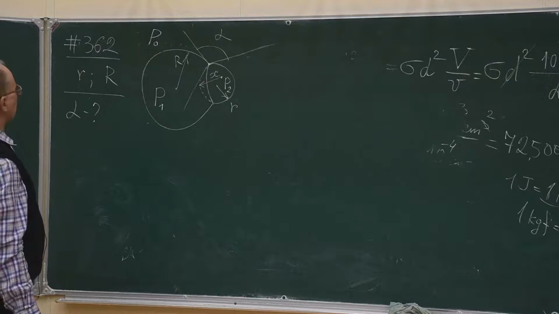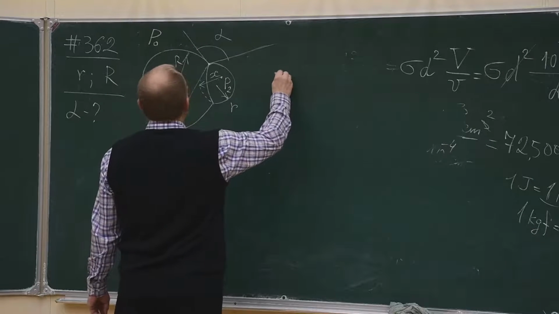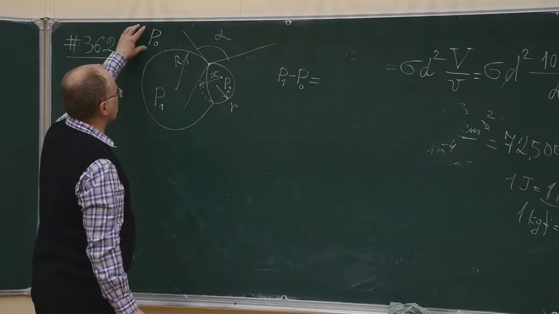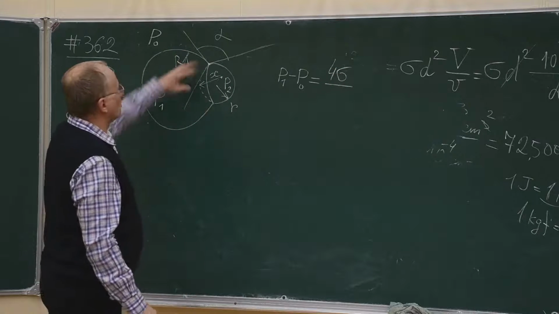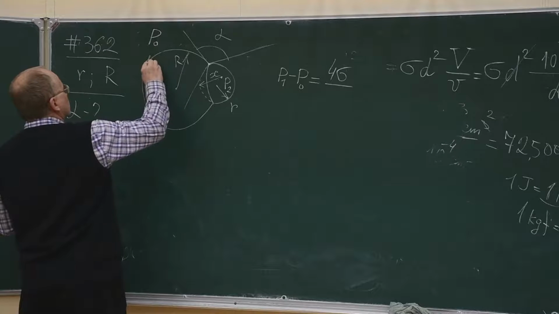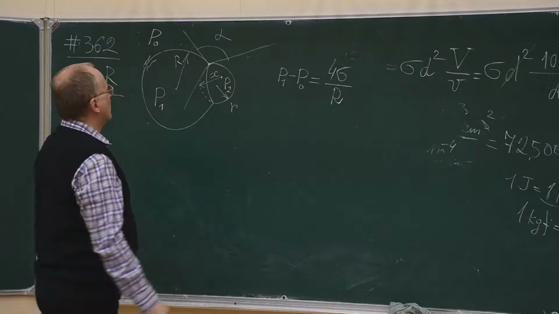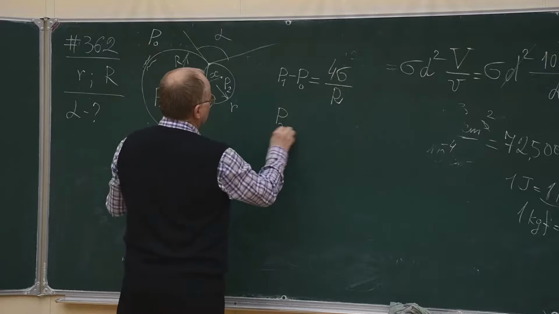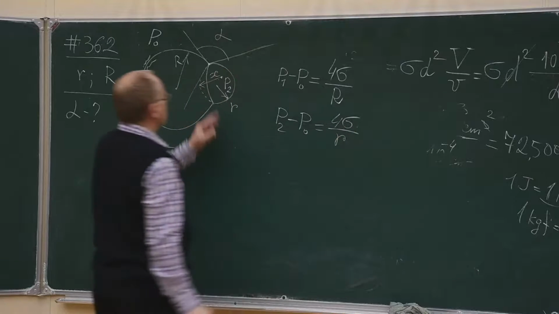So we can say that the difference between P1 and P0, the difference between pressure in the large bubble and atmospheric pressure, is defined by the surface energy of the soapy film, and the film has two surfaces, the outside surface and the inside surface. So there are 4 sigma divided by the capital R, the radius of this large bubble. Similar condition should be applied to the pressure inside the small bubble. The pressure inside the small bubble minus the atmospheric pressure should be equal to 4 sigma divided by the radius of the small bubble.